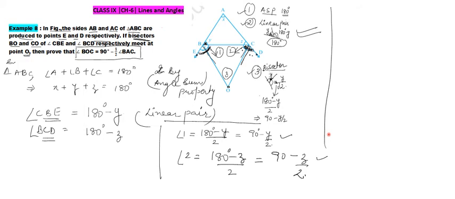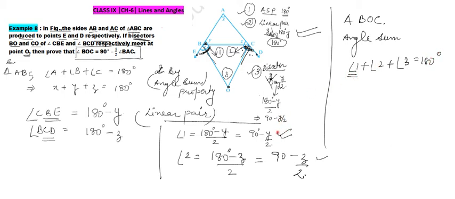Now consider triangle BOC. When you apply angle sum property over here, it says that the sum of three angles is equal to 180 degree. So angle 1 plus angle 2 plus angle 3 is equal to 180 degree. Angle 1 we have already calculated, which is 90 degree minus y by 2. Angle 2 also we have calculated, which comes out to be 90 degree minus z by 2. And angle 3 we have not done anything with, so we will write it as angle BOC only. Angle BOC equal to 180 degree.